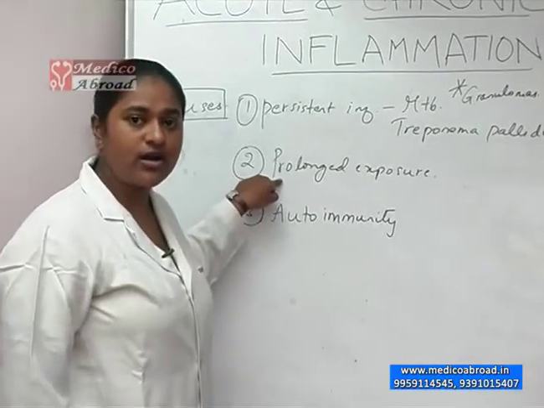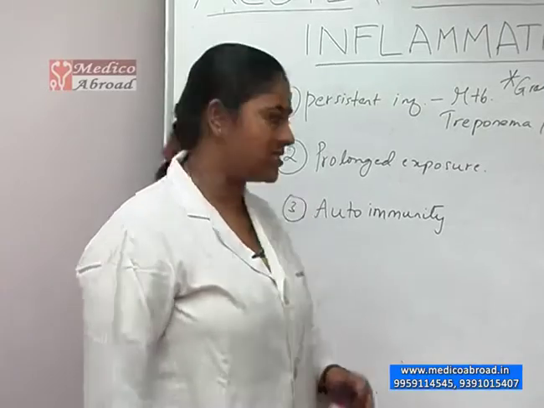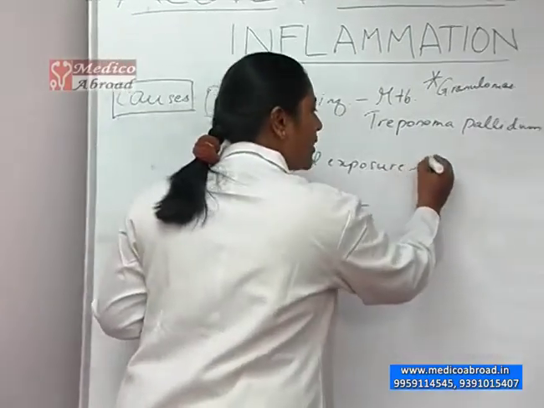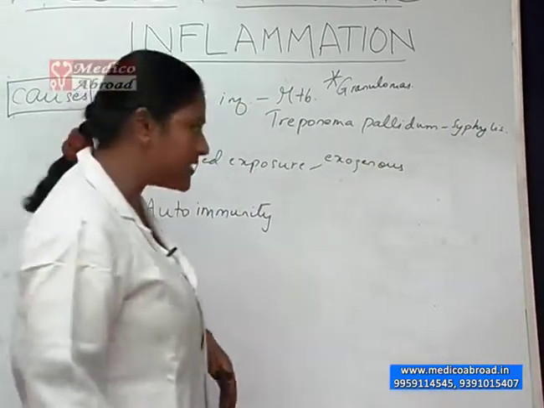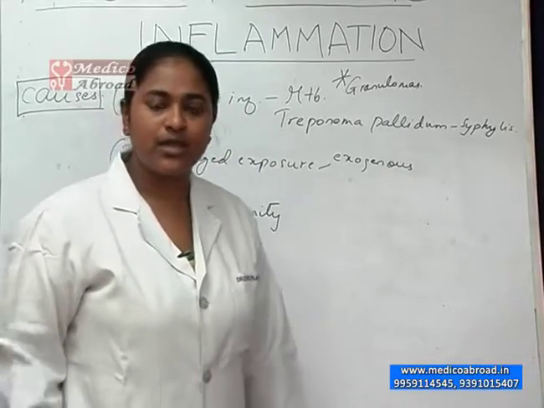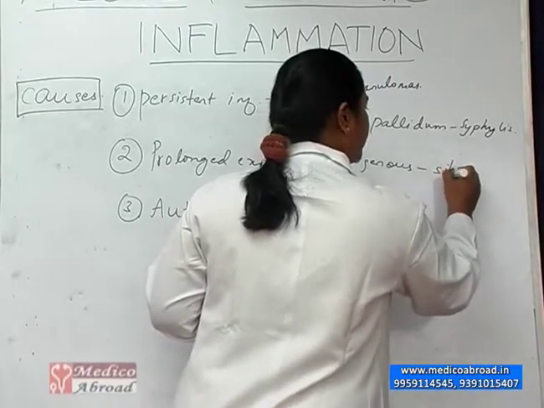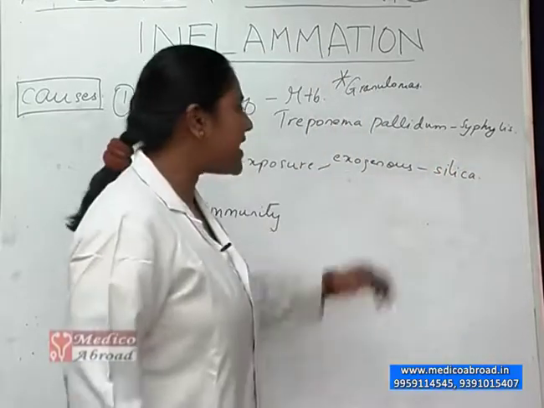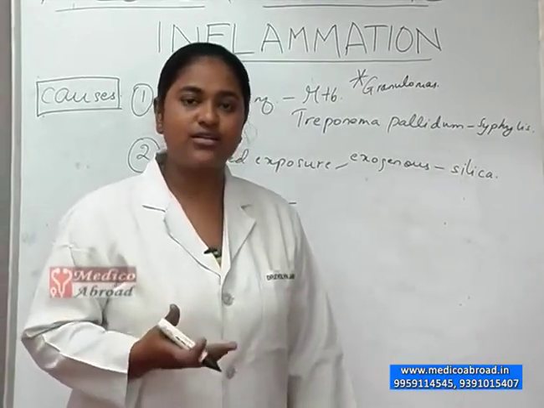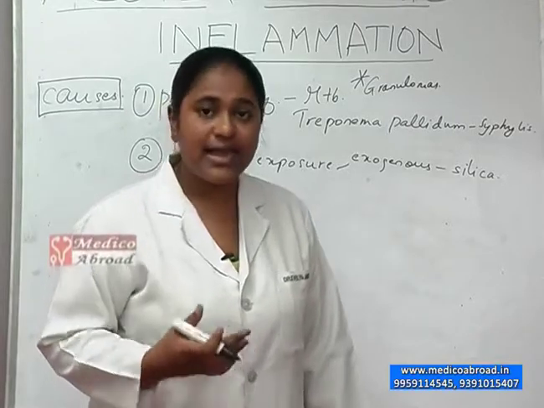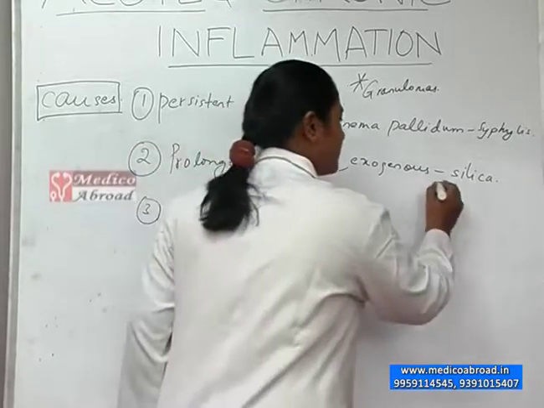Next cause for a chronic inflammation is a prolonged exposure to a noxious stimulus. These prolonged exposures may be to an exogenous stimulus. For example, people who work with sand or silica. These exogenous noxious stimuli may trigger off a delayed sort of hypersensitivity reaction in the lung, leading to a chronic inflammation of the lung called silicosis.